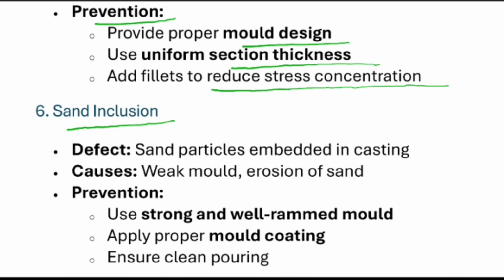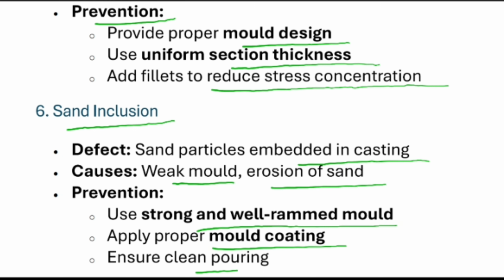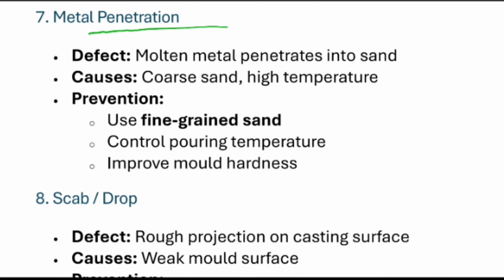Next is sand inclusion. Sand particles are trapped in the casting. It is caused by a weak mold and erosion of the sand. Coming to the prevention, we can use a strong and well rammed mold, apply proper mold coating and ensure clean pouring. Seventh one is metal penetration. The molten material penetrates into the sand. The cause is porous sand and high temperature. We can prevent it by using fine grained sand, controlling the pouring temperature and improving the mold hardness.